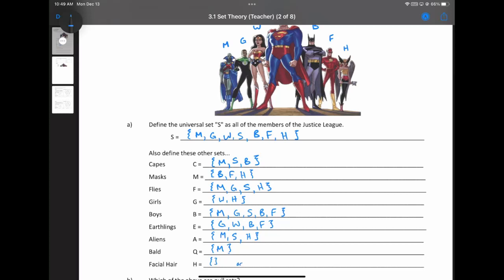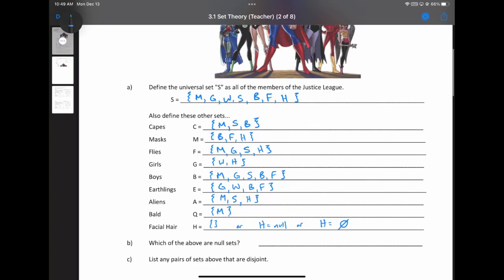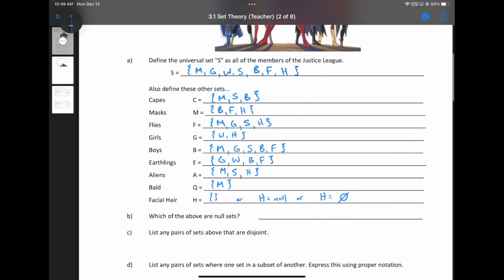But I'm going to point out that I could also have written down H equals null or H equals the void symbol, which is supposed to be a perfect circle, as best that I've drawn it, with a diagonal line through it. Not to be confused with a zero. It's actually the void symbol. Okay. Which of the above are null sets? Well, there's only actually one that's a null set, and that's the facial hair.